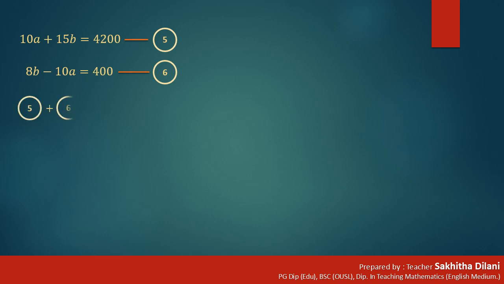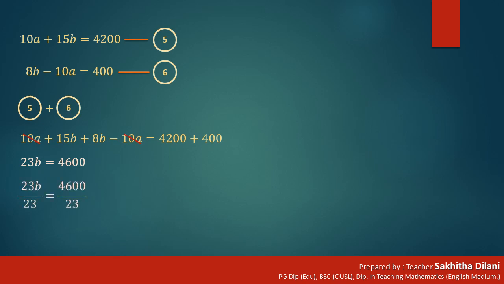Let's add the two equations fifth and sixth. You can see that 10a is get cancelled. Now simplify the like terms. That is 23b. 23b equals 4600. To find the value of b, divide both sides by 23. Then the value of b is equal to 200.